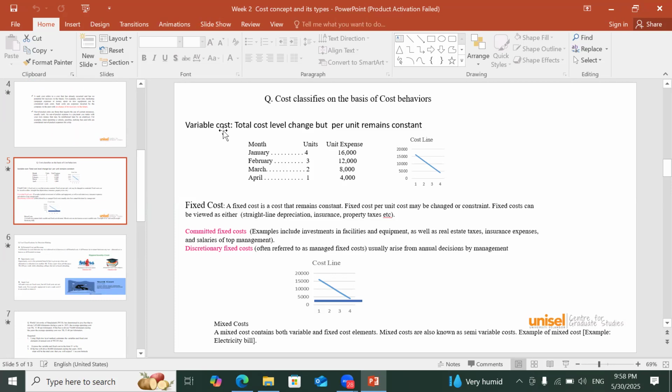Got it, sir. Variable cost, fixed cost, and mixed cost. After completing this cost, then you will make question.